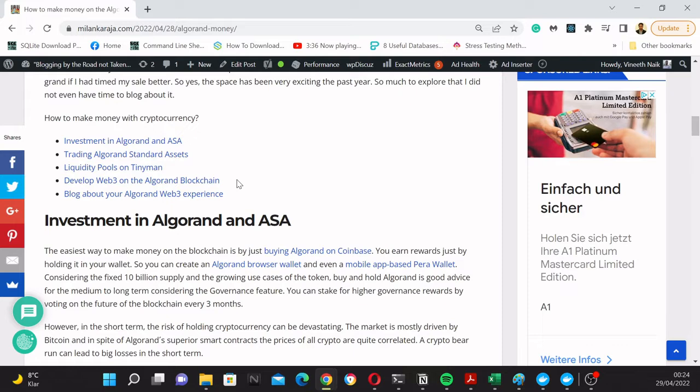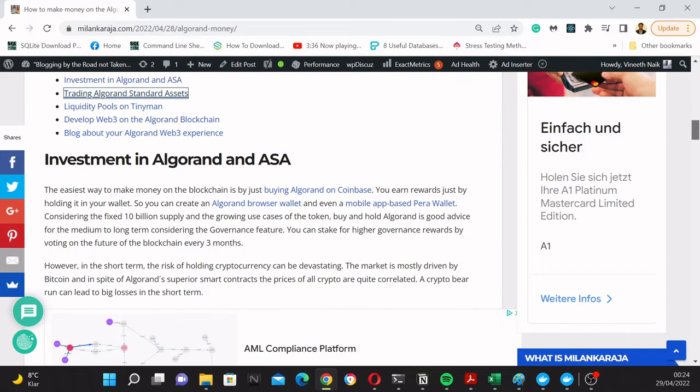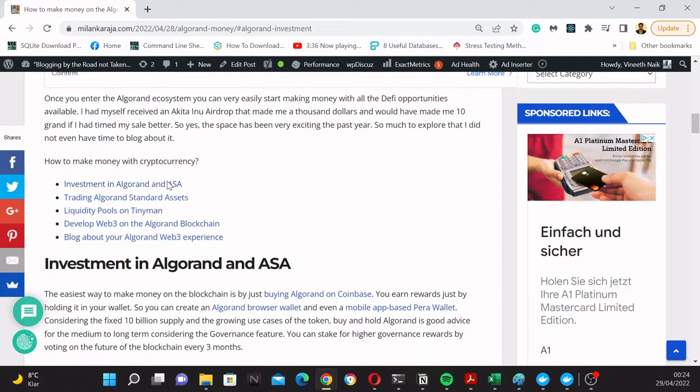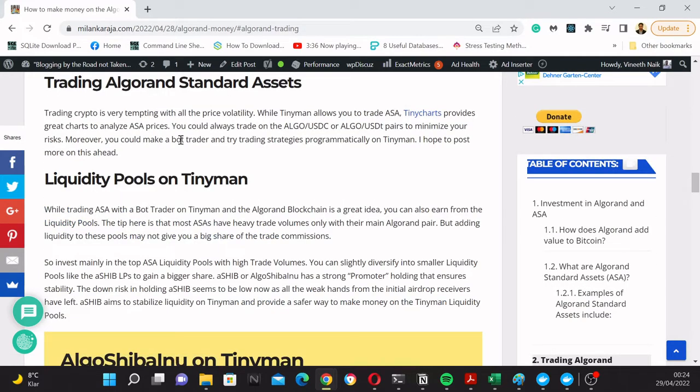But there are many other things you could do. You could start trading your Algorand standard assets, create a trading bot, for example, right? Oops, why is the link not working? Oh, yeah, it works.